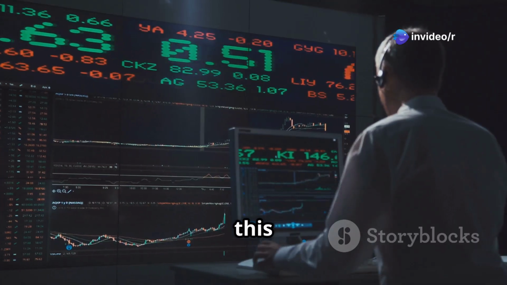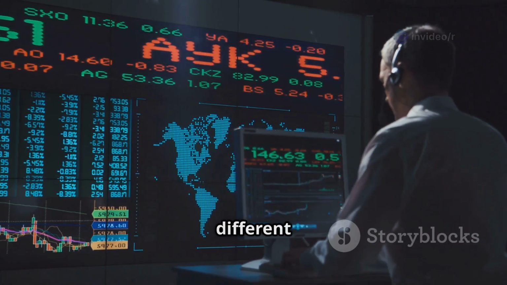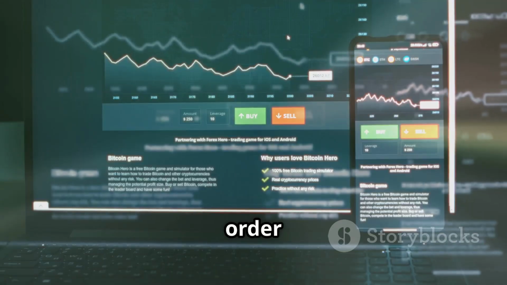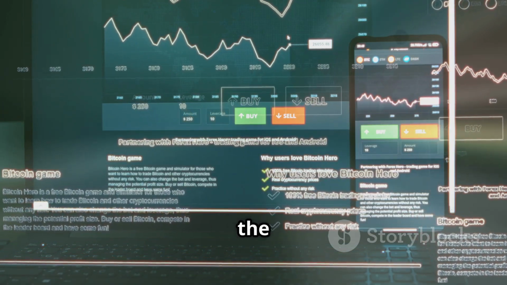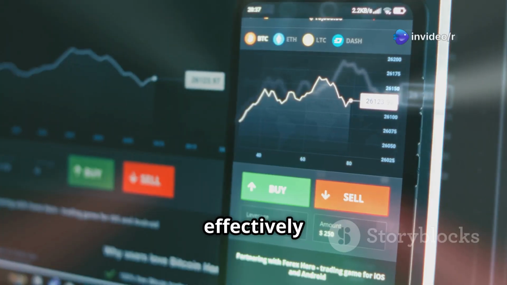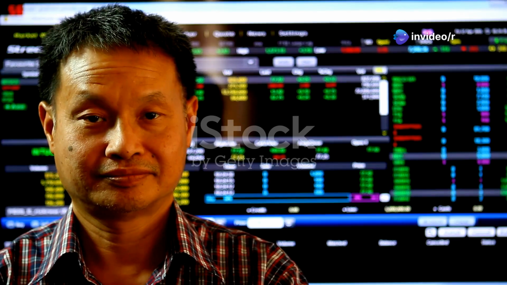Now let's contrast this with a limit order, which operates on a different principle. A limit order provides you, the trader, with a much greater degree of control over the transaction price. You effectively get to name your price.